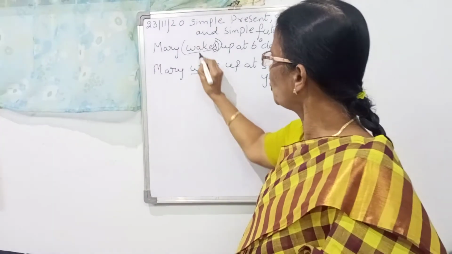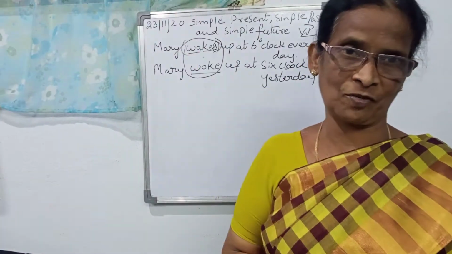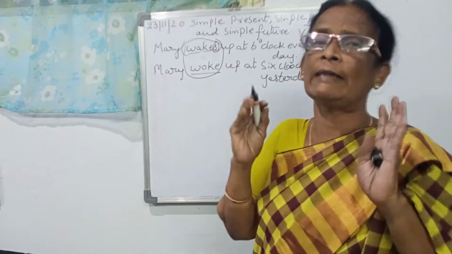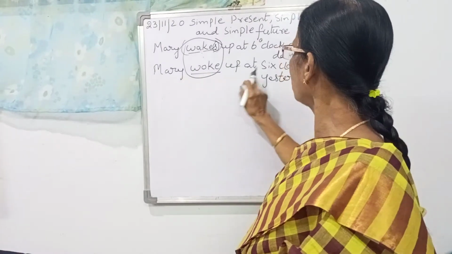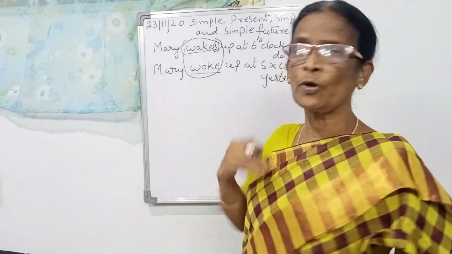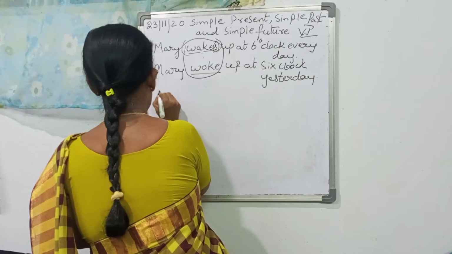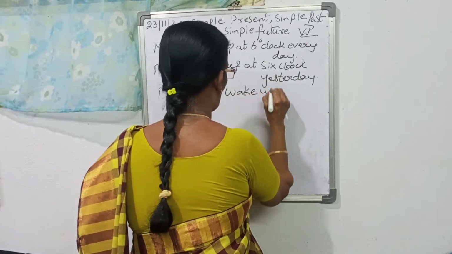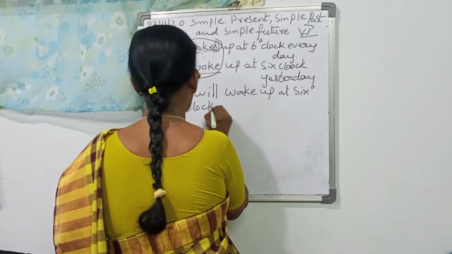Okay, now we are going to change these into tomorrow's activity. Tomorrow's activity. Be careful, ma. Here, this is the present tense. Mary wakes up at 6 o'clock every day. That is the present action. When the wakes comes to the past tense, I didn't add anything. Mary woke up at 6 o'clock yesterday. Yesterday shows the past. Okay. Now I'm going to tell future. Future means tomorrow. So what happened tomorrow? So here Mary will wake up. Mary will wake up at 6 o'clock tomorrow.